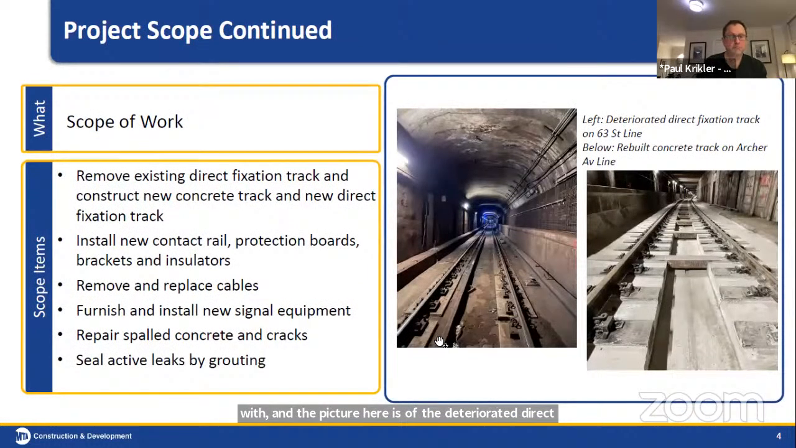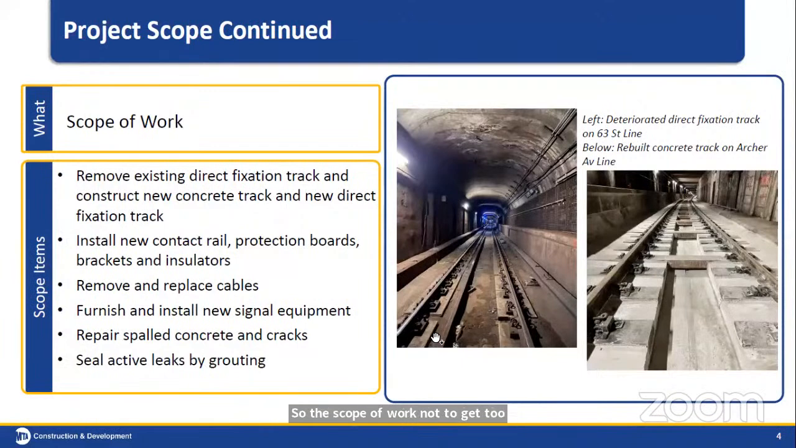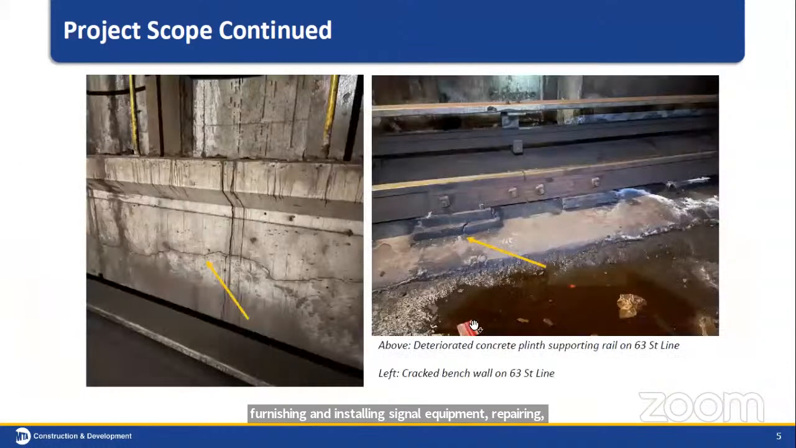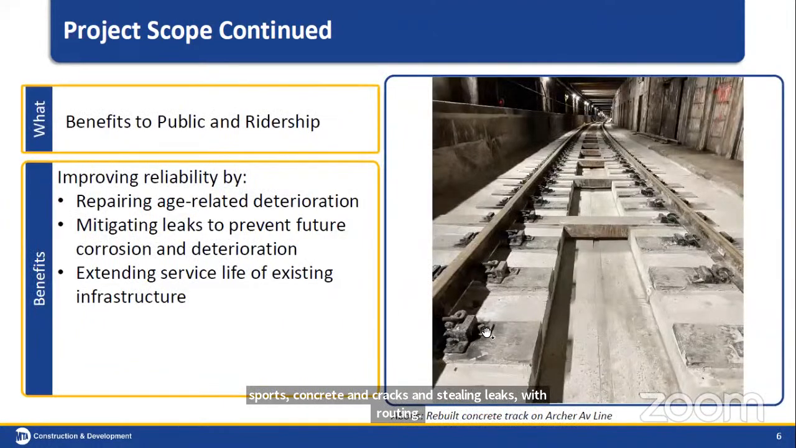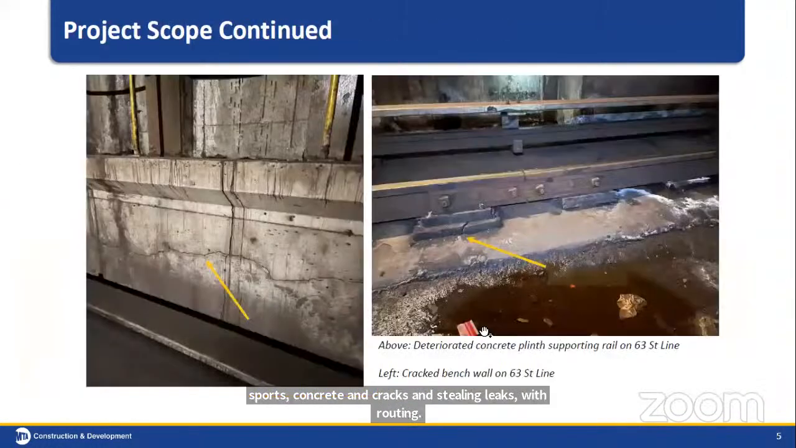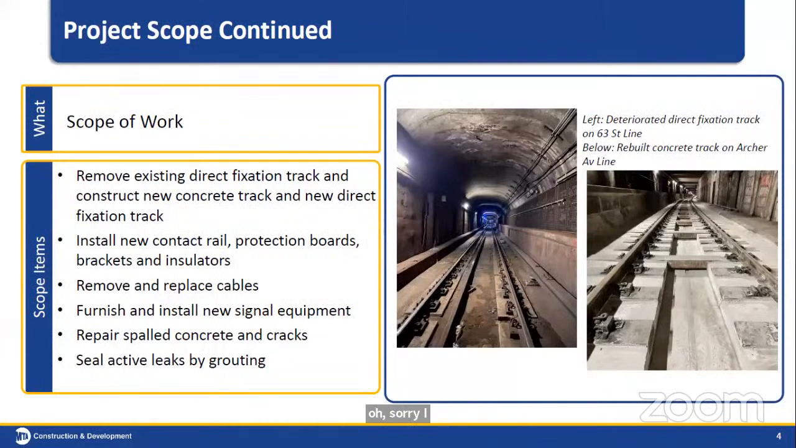So the scope of work, not to get too technical, involves removing existing direct fixation track and constructing new concrete track and new direct fixation track, installing new contact rails, protection boards, brackets, and insulators, removing and replacing cables, furnishing and installing signal equipment, repairing spalled concrete and cracks, and sealing leaks with grouting. So you see the deteriorated track here, and on the right, what rehabilitated track looks like.